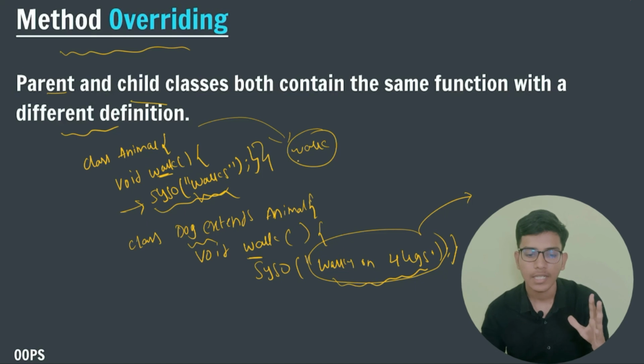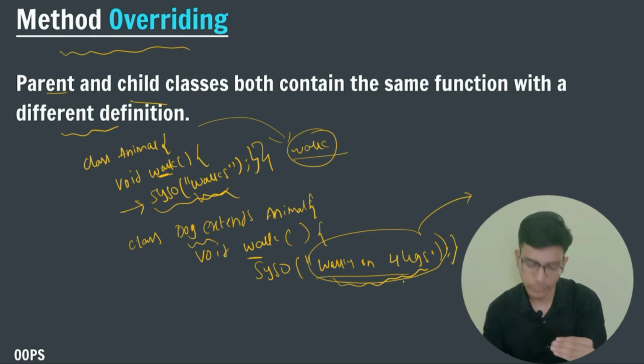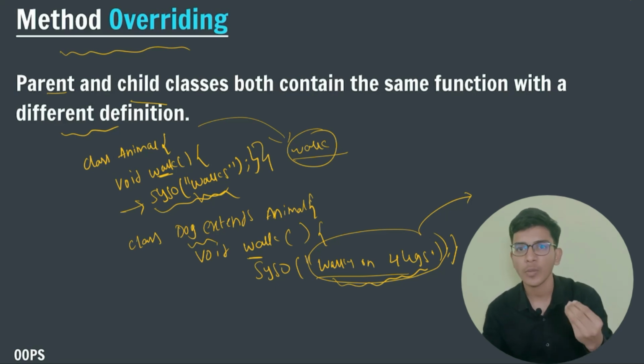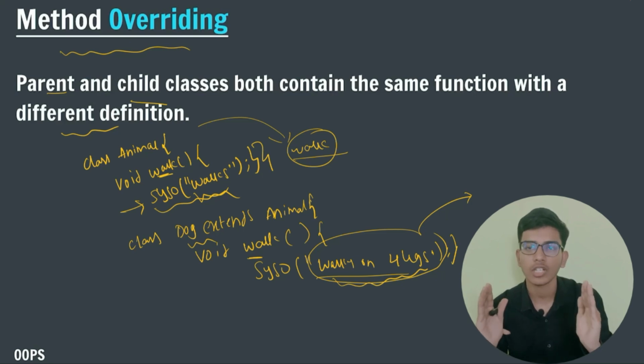The output here is walk. The output here in my child class is walks on four legs. So the definition inside the function is changing. This thing is known as method overriding. Right? So in method overloading, in the previous video, we saw that the parameters are changing. Here, when it comes to method overriding, the definition is changing. So this is the difference between method overloading and method overriding. I hope you have understood the concept of method overloading and method overriding.